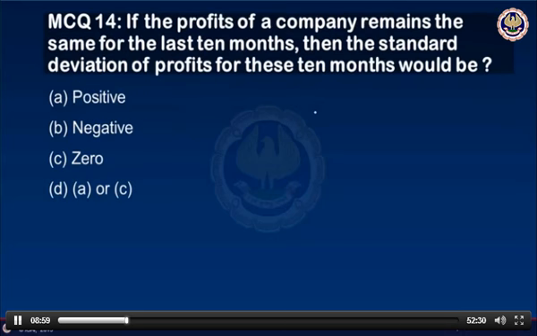Next, if the profits of a company remain the same for the last 10 months, then the standard deviation of the profits of these 10 months would be, since the profit is the same constant in all the 10 months, the options: A. positive, B. negative, C. 0, D. A or C. The right option for this question is 0. Option C is the correct answer.